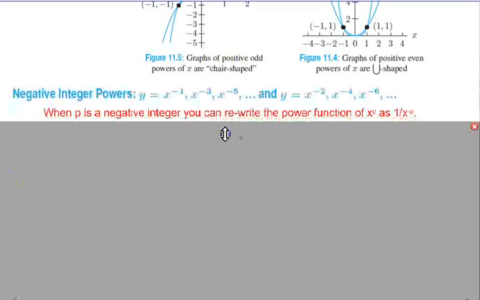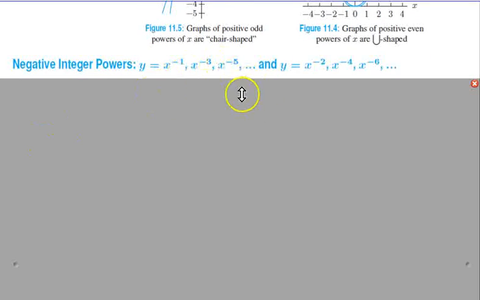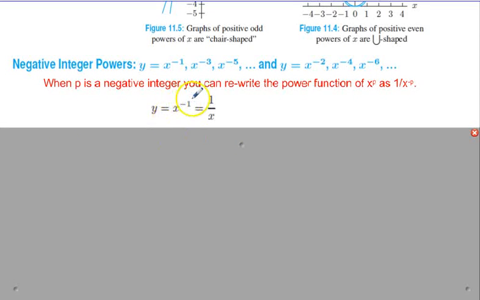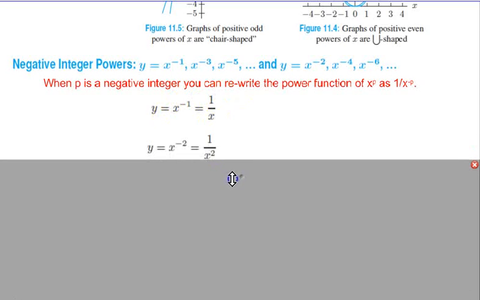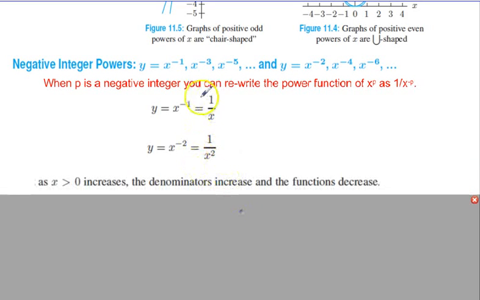So now the next question might be, what happens if p is not a positive integer, but a negative integer? In order to represent p as a negative integer, we can break it up into odd negative integers and even negative integers too. But to understand what the graph looks like, let's rewrite these negative integers in a version that we're used to. So y equals x to the negative 1 is the same thing as 1 over x, and y equals x to the negative 2 is the same thing as 1 over x squared. So you can see as x gets bigger, the denominator gets bigger, and therefore the function values get smaller. Okay? So that's essentially what's happening in this sense.